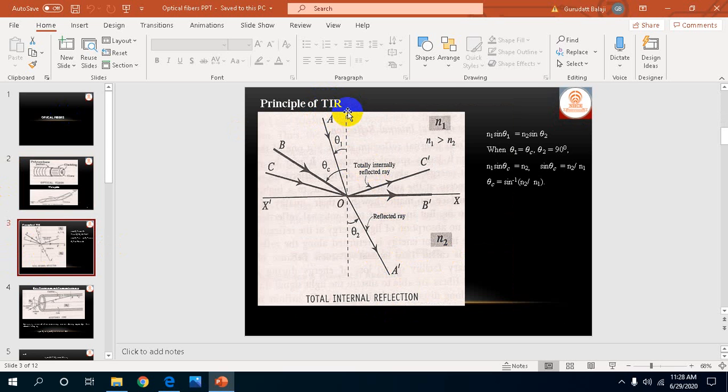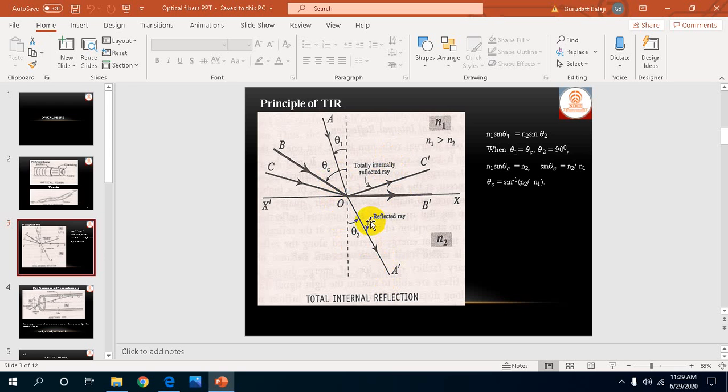What is meant by total internal reflection? Let us try to understand with the help of this diagram. We are considering a boundary separating two different media having refractive indices N1 and N2. We consider a light ray AO in the medium of refractive index N1. Let XX dash be the boundary separating the two media, and the ray AO makes an angle theta 1 with the normal in the medium of refractive index N1. As this ray enters the medium of refractive index N2, it gets refracted. It bends away from the normal since N1 is greater than N2.